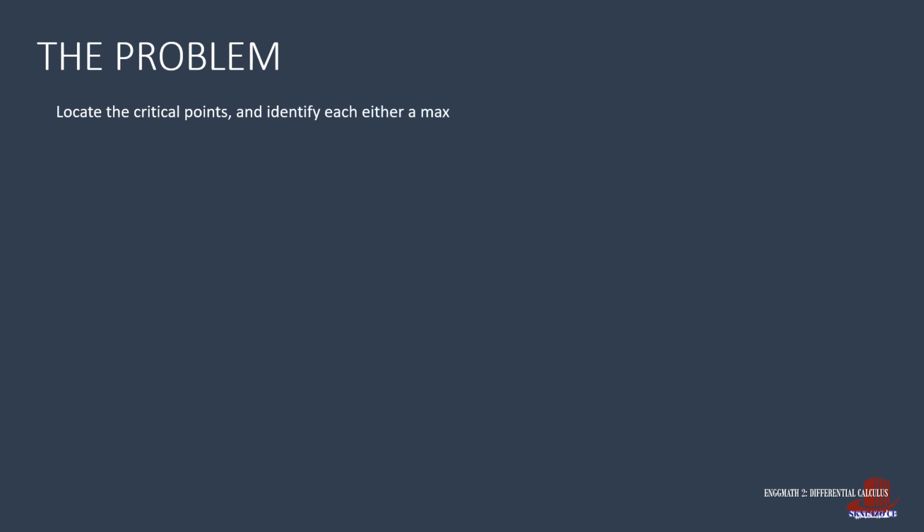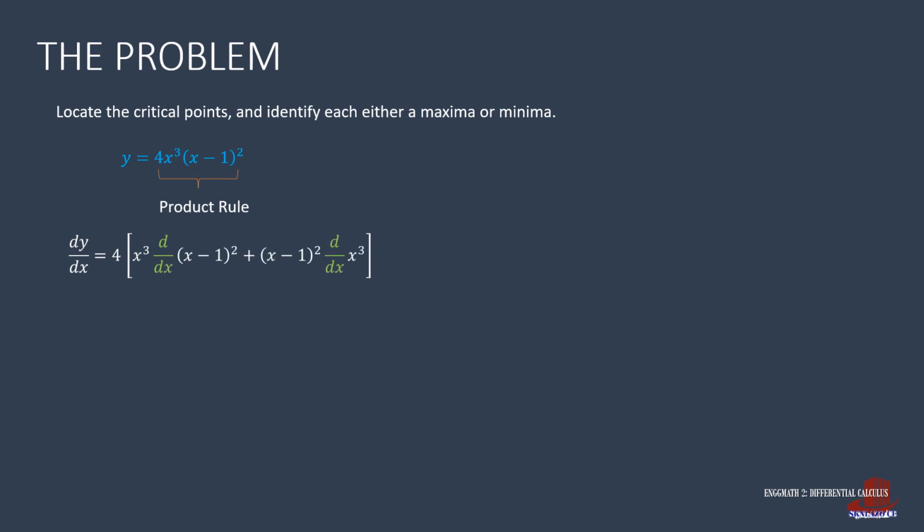We are to locate the critical points and identify if these points are maxima or minima with the given function. Note that x cubed is combined with the square of x minus 1, which says there are two terms, thus requiring derivation using product rule. So dy over dx is the constant 4 with the first term times the derivative of the square of the binomial x minus 1, then add to this the second term times the derivative of the first term x cubed.